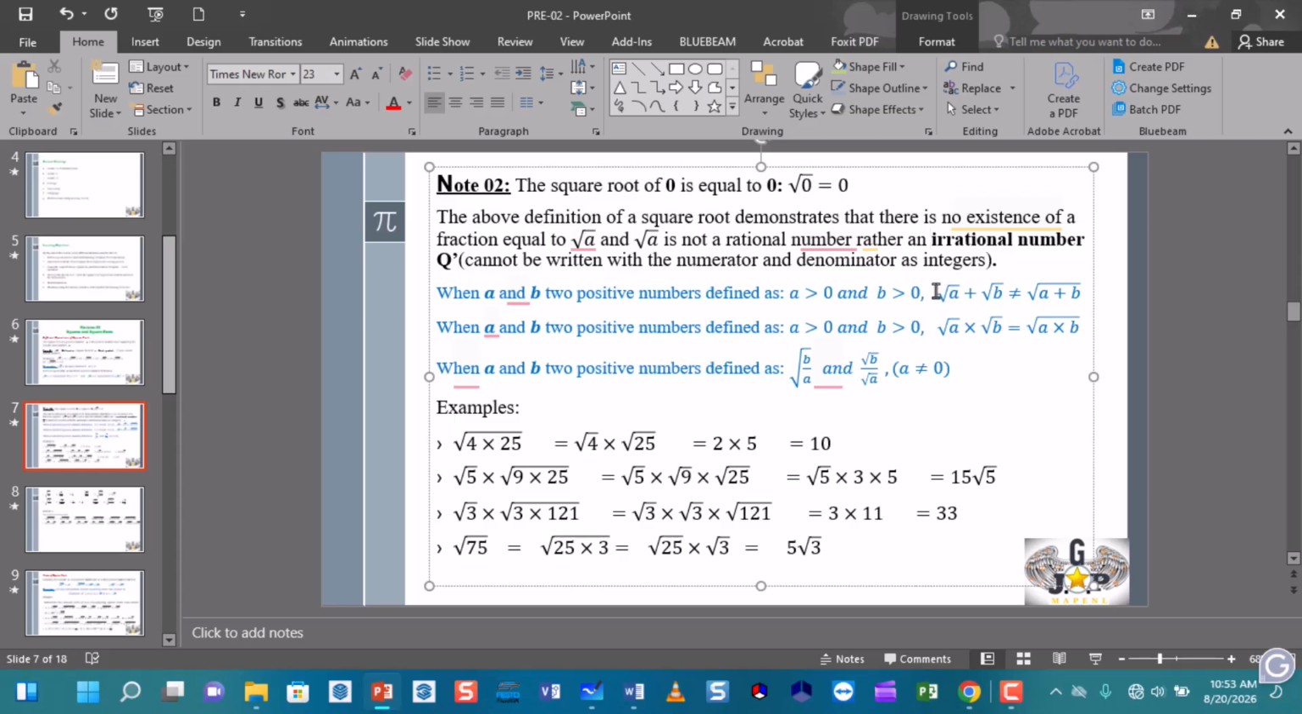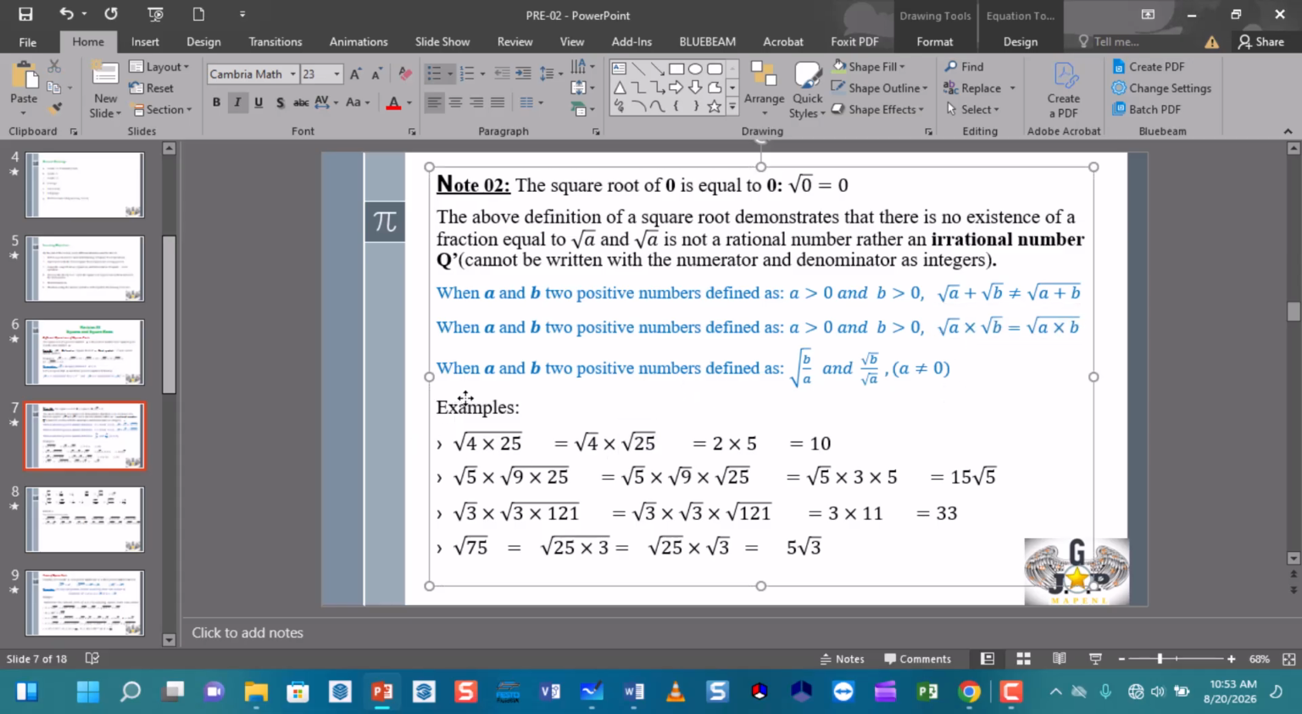Do not get confused between this expression and this expression. They are different. We have addition here, or it might be a subtraction. We are having multiplication. So there's a difference in solving square root operations between addition and subtraction compared to multiplication. Do not confuse them.